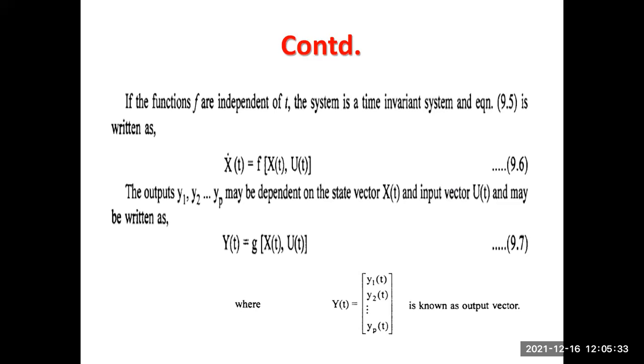Similarly, the outputs y1, y2 up to yp may depend on the state vector x(t) and the input vector u(t). So y(t) equals g of x(t) and u(t). This is the output vector. Whatever we have just discussed, these are the input vectors, represented in terms of the state variables and time. Similarly the output vector y(t) is represented as g of x(t), u(t). So y(t) is again y1, y2 up to yp, so there are p outputs present.